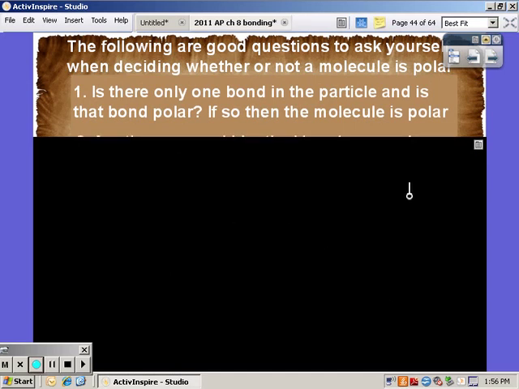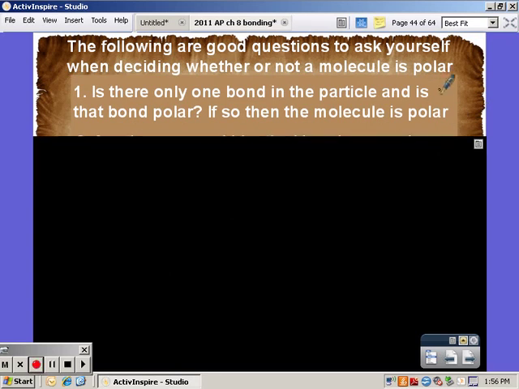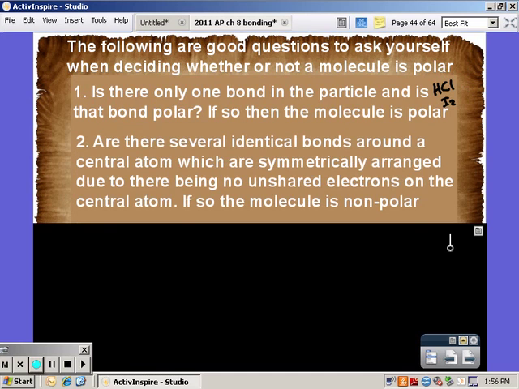So to help simplify things, here are some questions you can ask yourself to decide if a molecule is polar. If there's only one bond, and that bond is polar, then the entire molecule will be polar, such as in HF and HCl. You have a positive side and a negative side. Same thing along those lines, if you have one bond and that bond is nonpolar, such as in iodine, the entire molecule will be nonpolar.